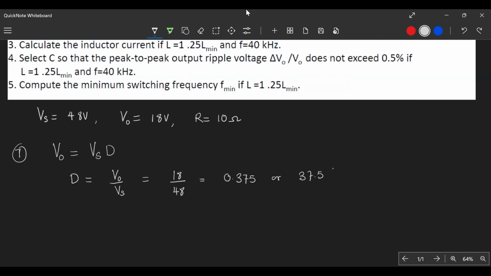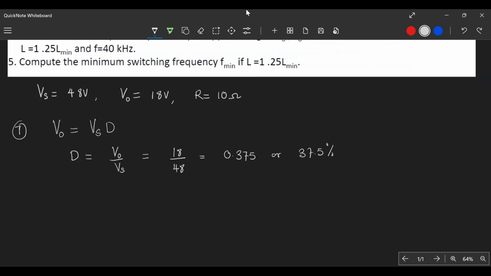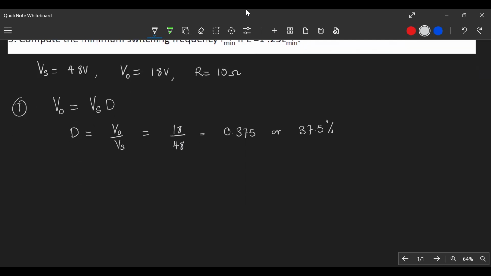This means that 37.5% of the time period of the signal is in the on state. The remaining percentage is in the off state, which is about 62.5%. So 37.5% is on. So that's for part one.